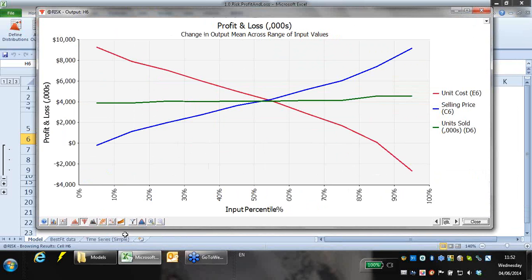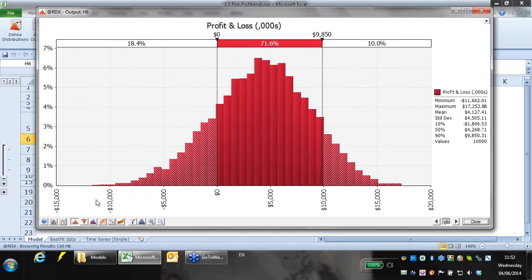There are different ways of showing this information. You get spider graphs, where you've got a percentile of the input, and then the value of the output as well. But those are quite a useful way of focusing in on the factors which are the most important in a model.